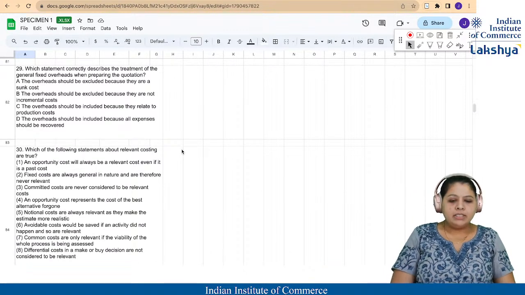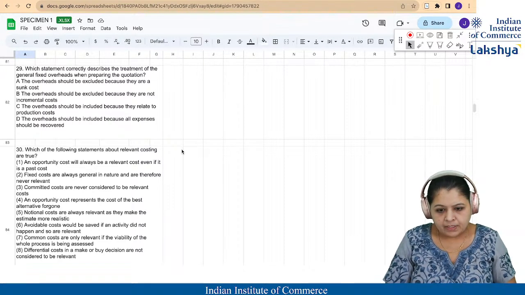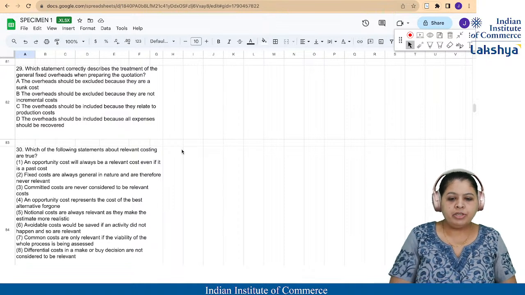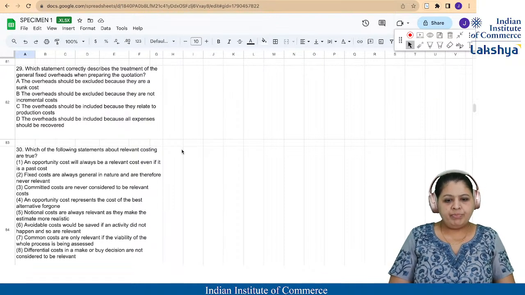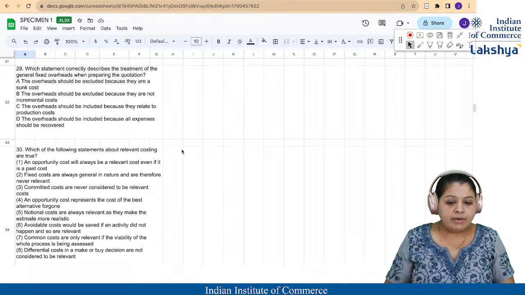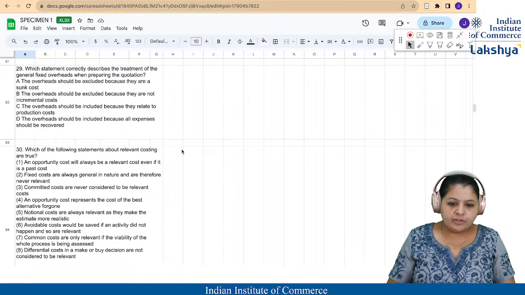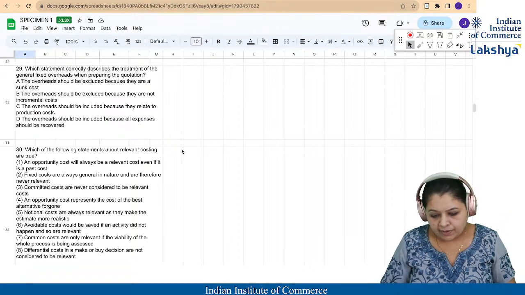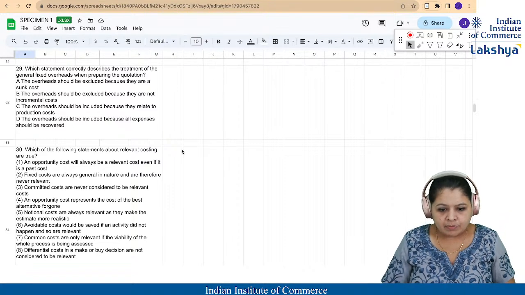Two theory questions. Let's do them. Question number 29 says, which statement correctly describes the treatment of general fixed overheads when preparing the quotation? The overhead should be excluded because they are sunk. The overhead should be excluded because they are not incremental. The overhead should be included because they're related to production. The overhead should be included because all expenses shown should be covered. So the answer is B, because they are not incremental.